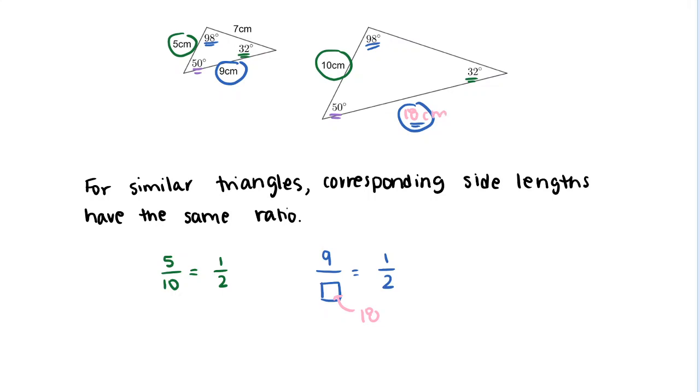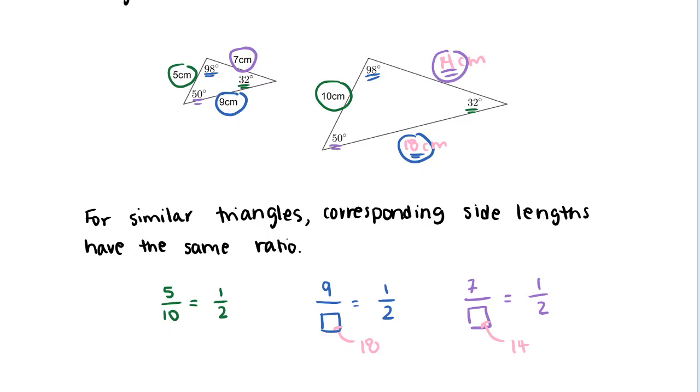And then similarly, if we look at this side length opposite this 50 degree angle, and we take their ratios, so let's take 7 and divide it by this unknown side length. We know we're going to get 1/2, and that denominator better be 14 to get that ratio of 1/2. So this ought to be 14 centimeters. That's the idea behind similar triangles: if we take two corresponding sides and look at their ratio, we're going to get the same ratio every time.